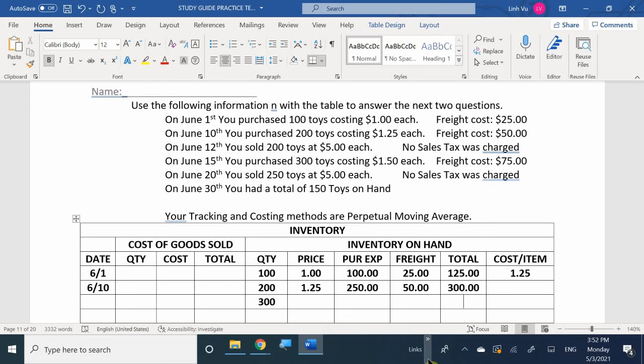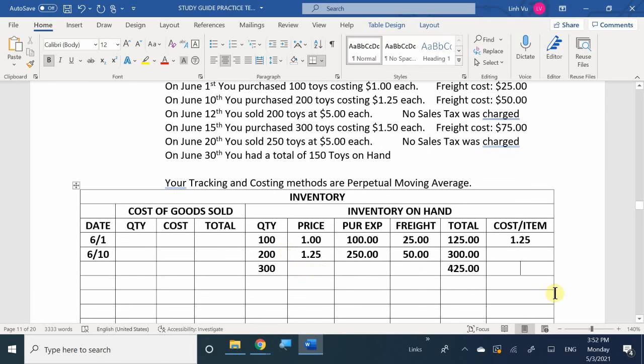Okay. So if I add up my total here, what's 100 plus 200? 300. Okay, so then what's 125 plus 300? 425. So therefore, what is now my new average cost per item? My fault. $1.41666667. Okay. Good.